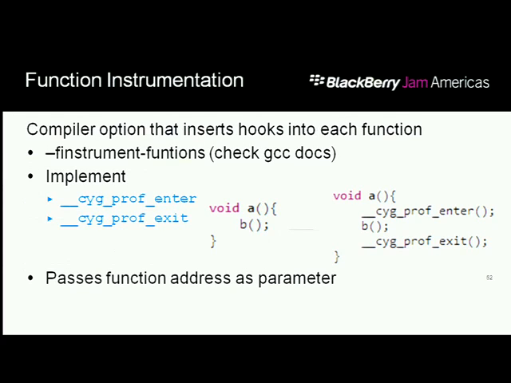Function instrumentation is a technique that our application profiler uses. Basically, it's a compiler flag that GCC has. If you have this flag in your compilation options, it will insert 2 hooks at the beginning and the end of every function. That allows you to do lots of different things, including what we do in the application profiler. We measure time before we start the function and after we've finished the function. And this API will also pass you the address of the function as a parameter.